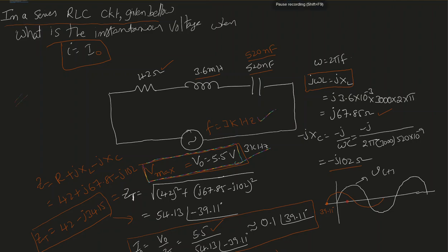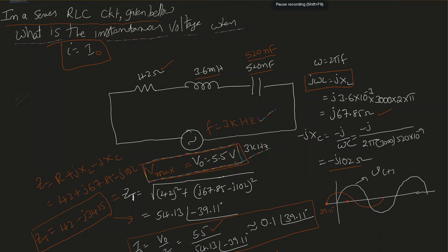The question he is asking is: what is the instantaneous voltage when I equals I naught? So when the instantaneous current equals the maximum current, what will be the instantaneous voltage? How do you find it?